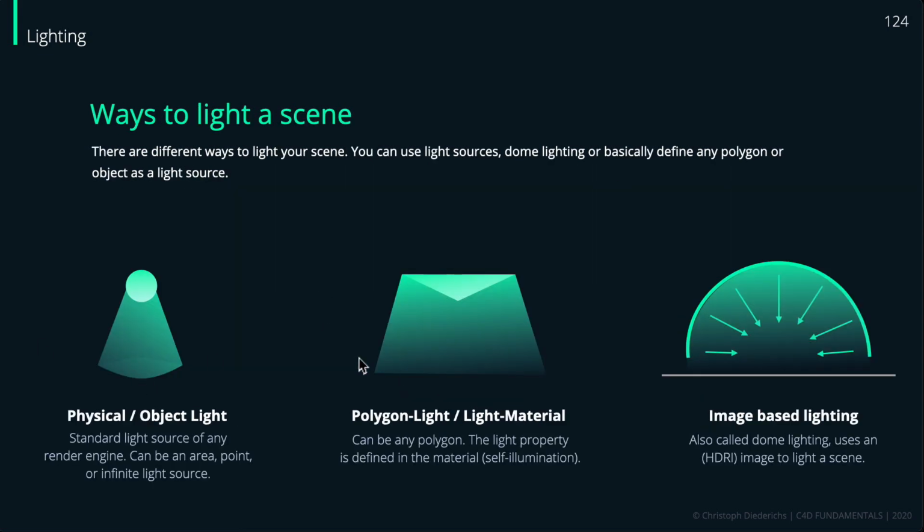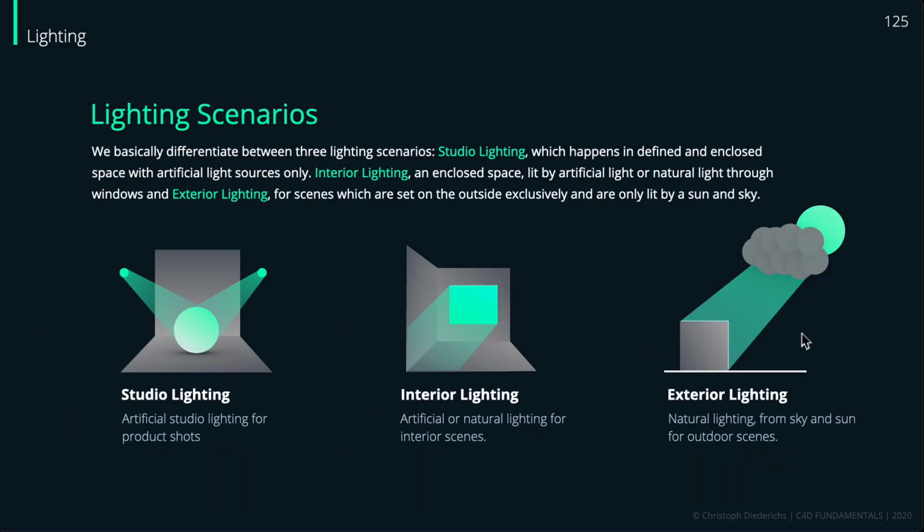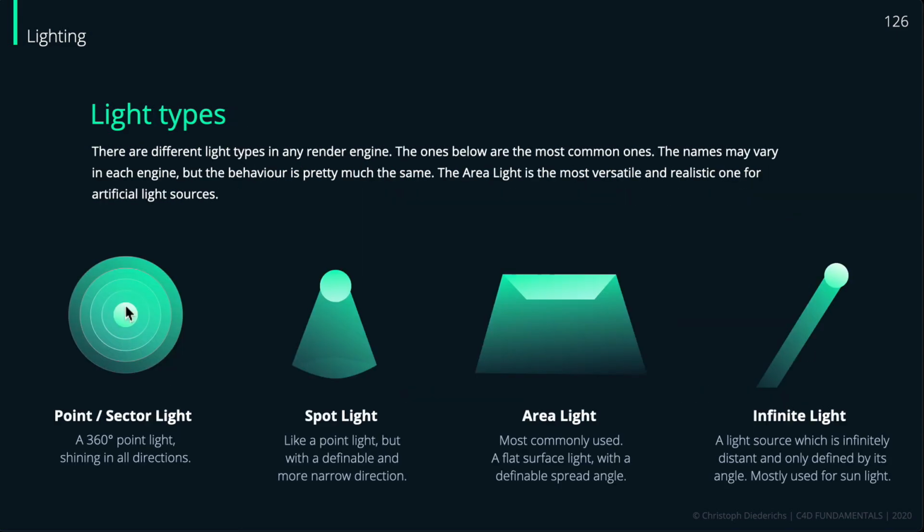So, three ways to light a scene: physical standard light objects we can use from the render engine, polygon lights which use a light material which we apply to the polygons, or an image-based lighting approach. And we have basically three different setups we can use to light. Now let's have a closer look at different kinds of light types.